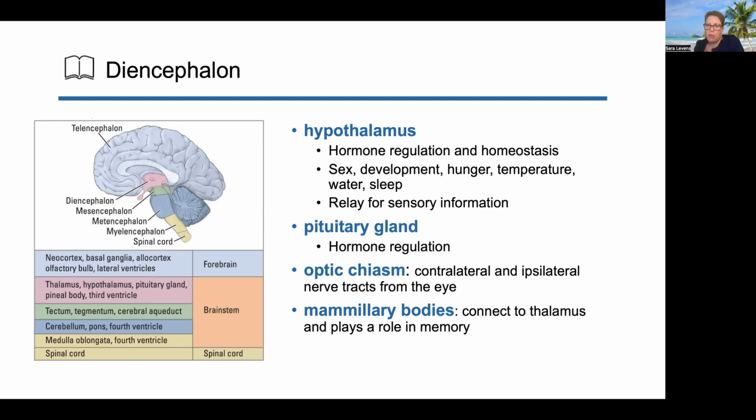And then we have the pituitary gland right up in here, and that is for hormone regulation and release. This also includes the optic chiasm, which is basically where the tracts from the eyes come together and cross. We'll learn more about that in vision. And the mammillary bodies, which connect to the thalamus, play a role in memory.